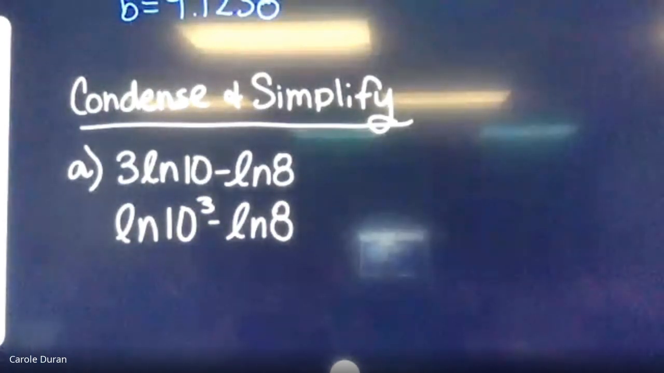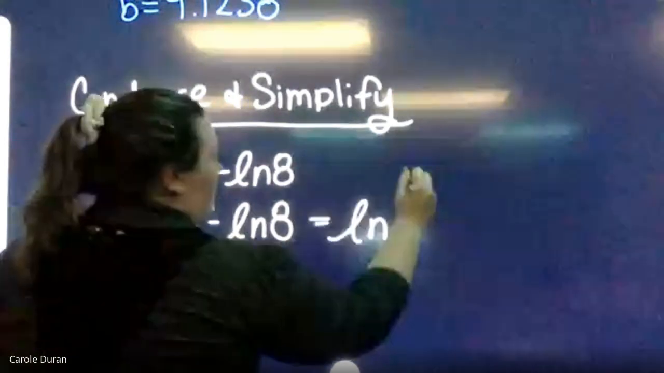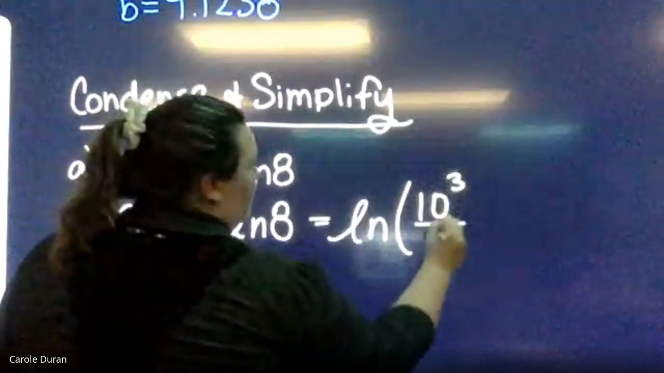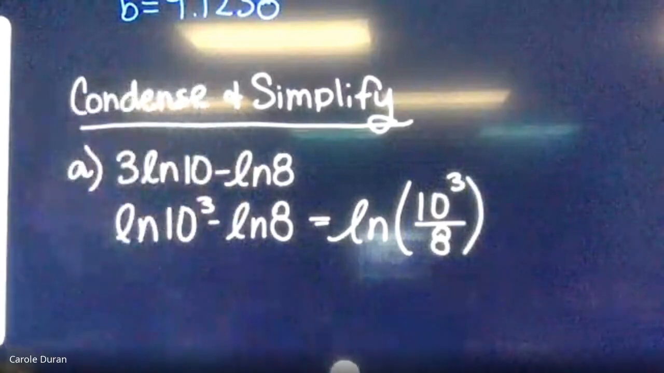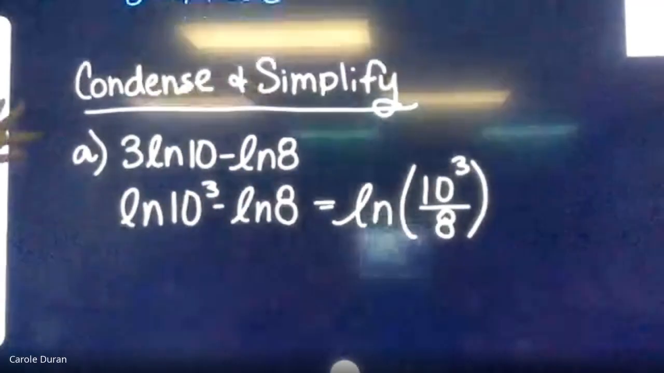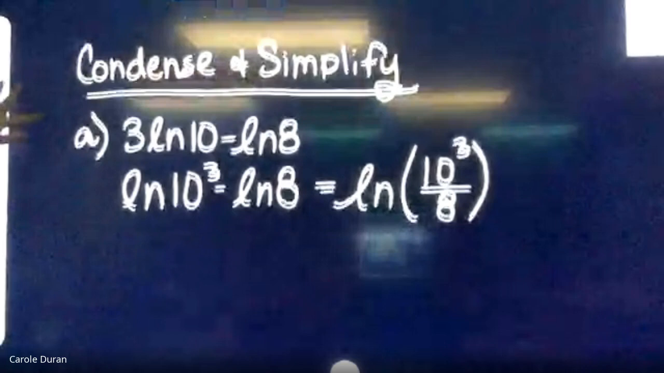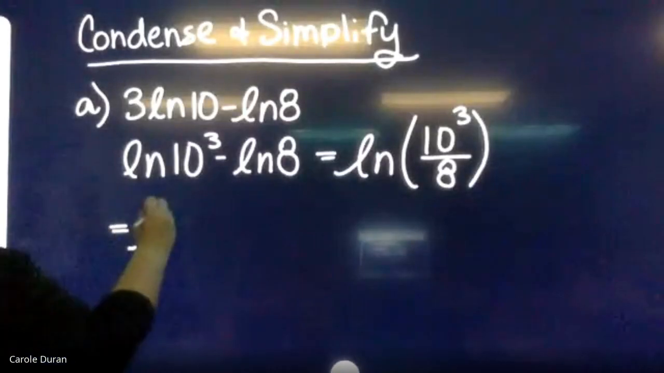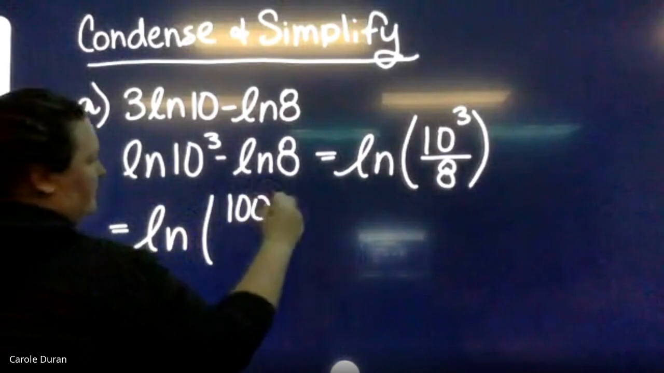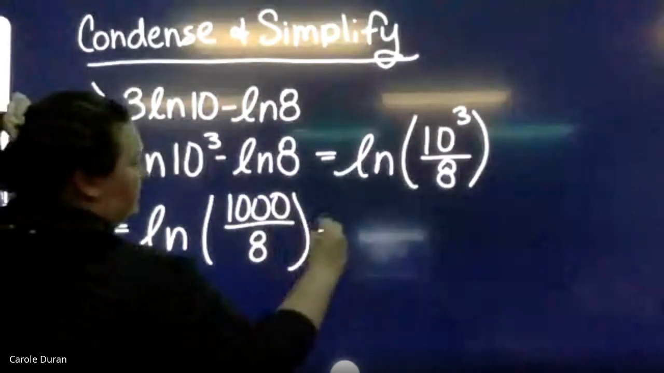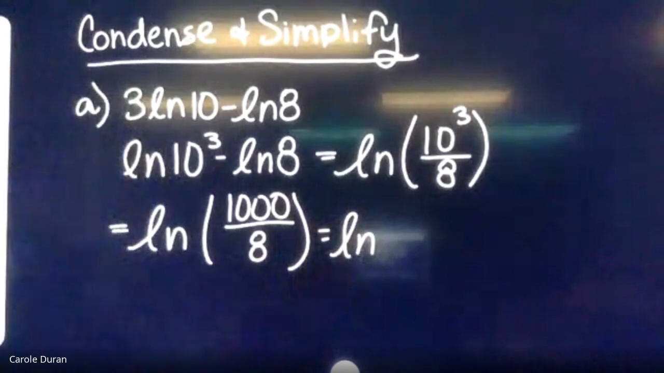What am I going to do next to condense this? Subtraction changes to what? Division. So this becomes the natural log of 10 cubed over 8. And then, of course, I'm going to simplify it. So 10 cubed is 1,000. Divided by 8 gives me the natural log of 125.